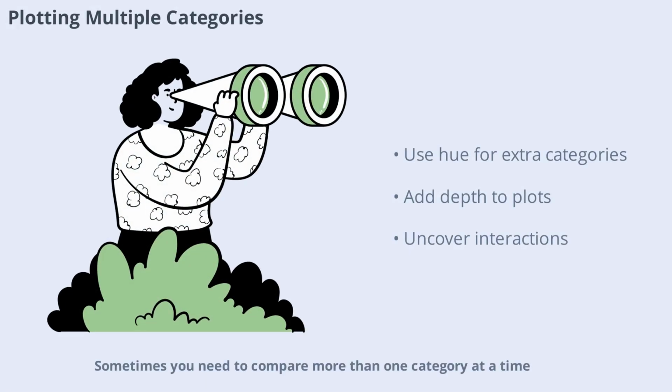Sometimes, you need to compare more than one category at a time. Seaborn allows you to use the hue parameter to add a third variable such as gender or time to your plots. This adds depth and helps uncover interactions between variables. Let's use hue to compare tip amounts by day and gender in a single plot.